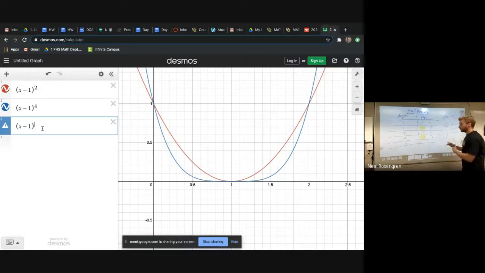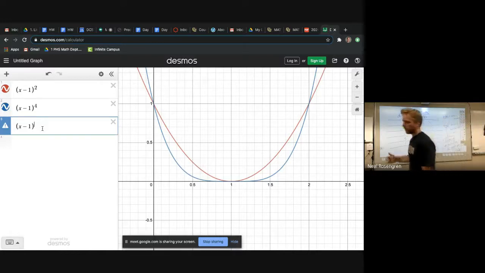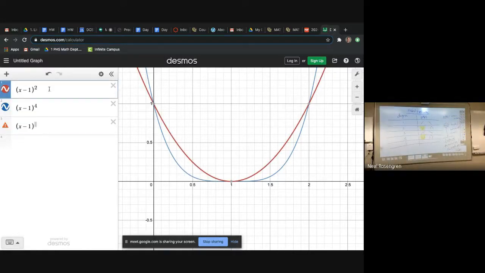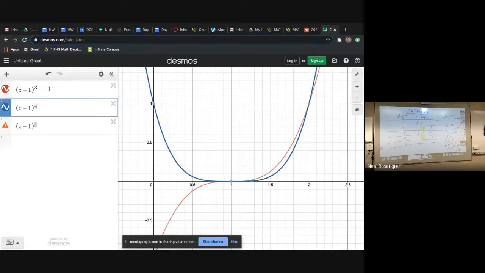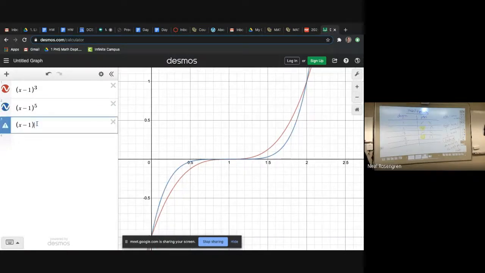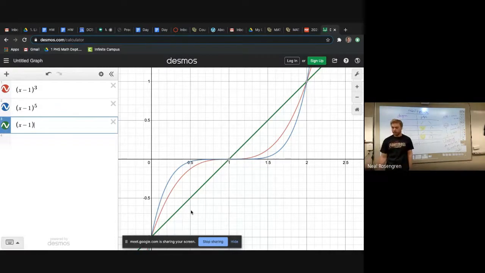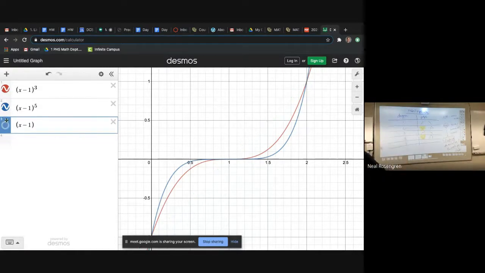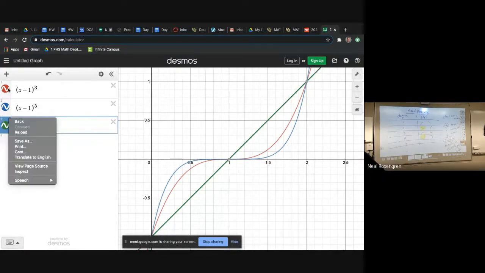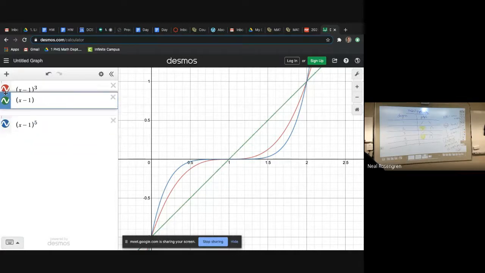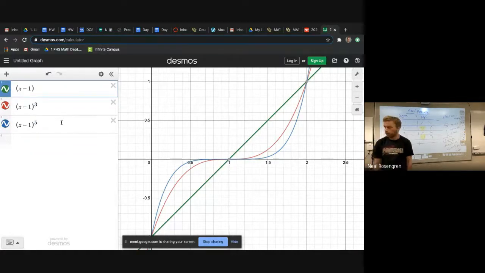And similar things are going to happen with x to the 3rd compared to x to the 5th. And that's all I have to do is change these. Okay, x to the 3rd, x to the 5th. Now if it was just plain old x minus 1, just a degree 1, so I wonder if I can reorder these. Let's see. Slide this one up. Yeah, nice. So the green one, this is linear, right?